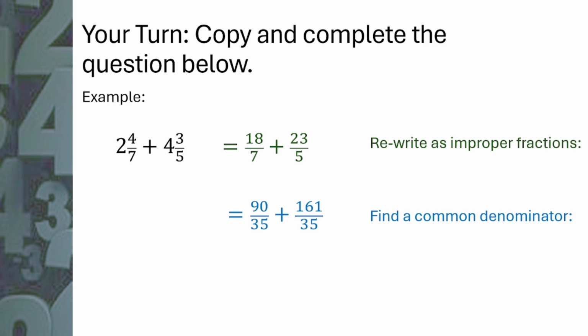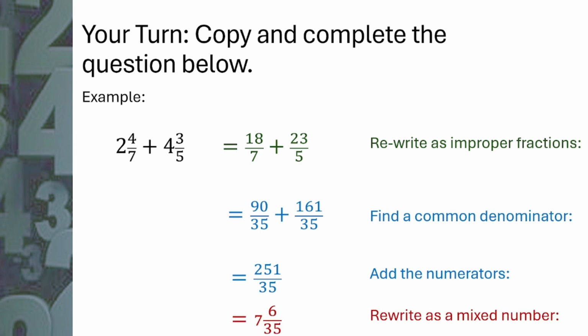We now have a common denominator of 35. Step 3, add the numerators, that's add the top numbers together. Step 4 is to express this answer as a mixed number. So 251 divided by the 35. Remember, the remainder will be written over 35. So we have whole number 7 followed by 6 over 35.